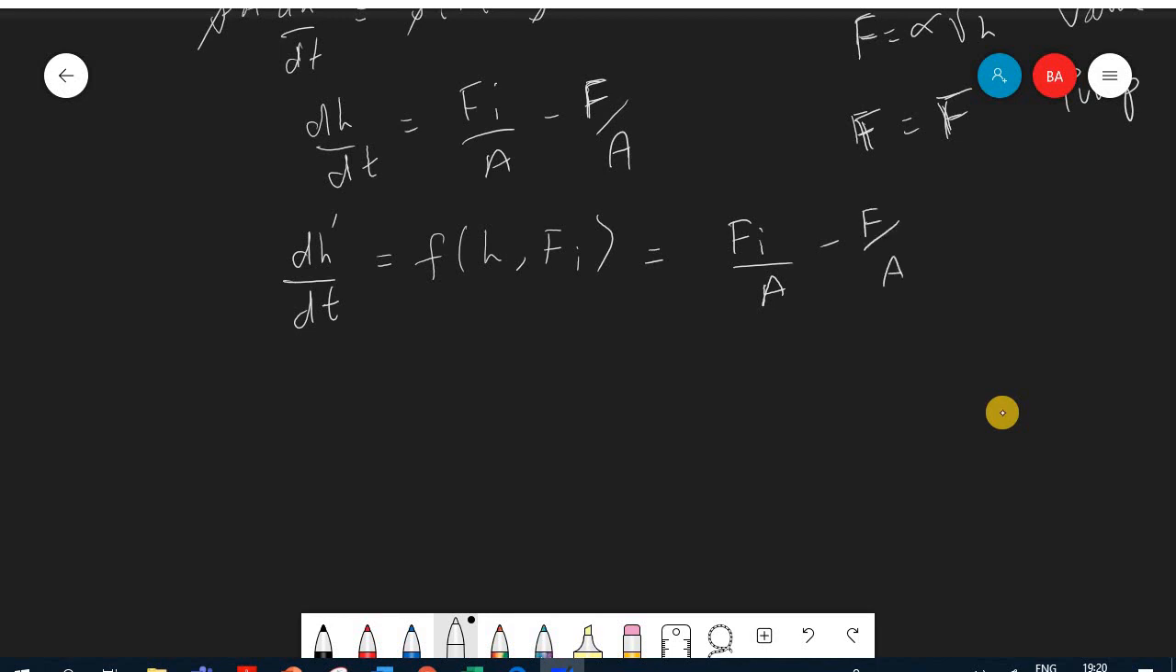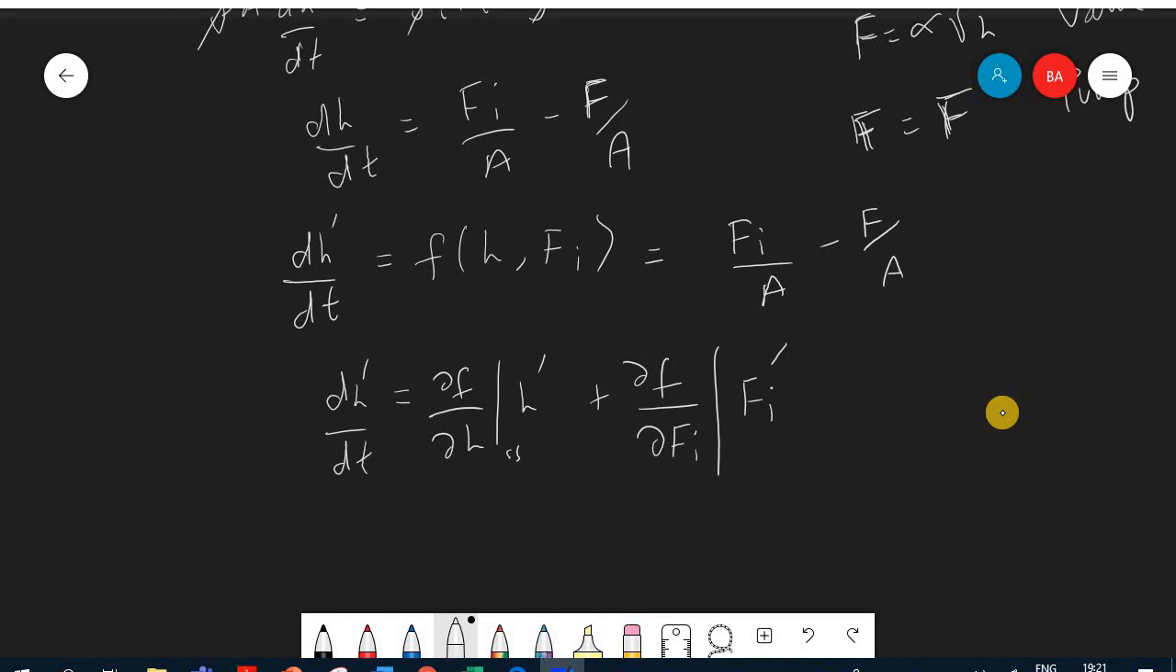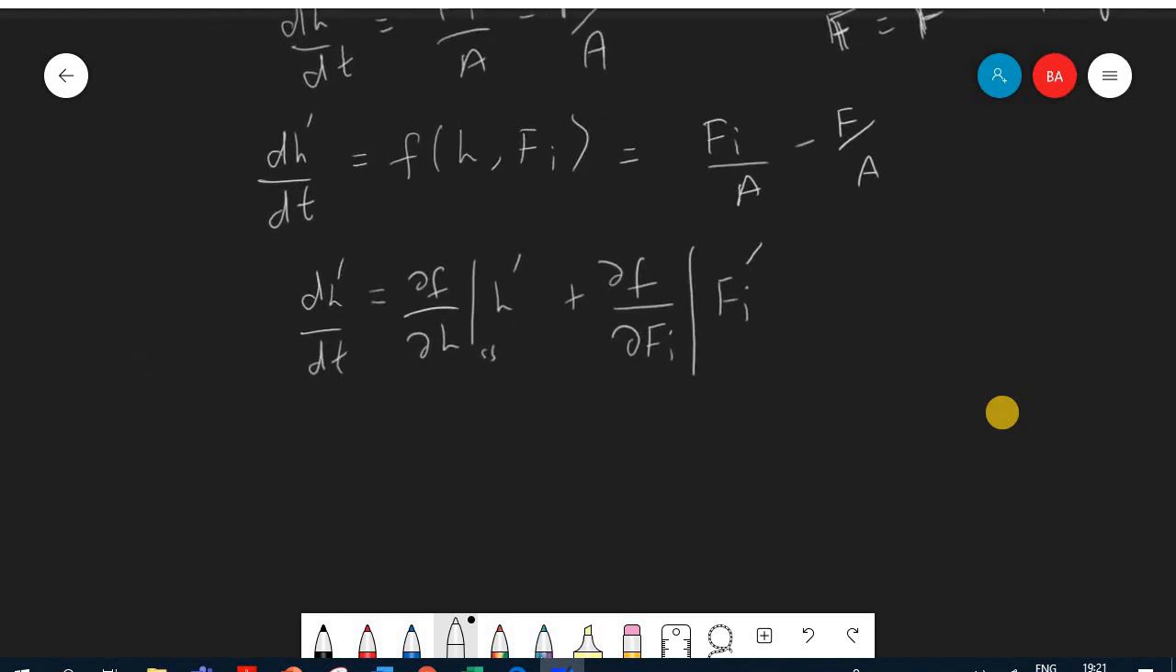So let's start our process. dh'/dt equals the partial derivative with respect to h times h' plus the partial derivative with respect to F_in times F_in'. And by doing this, what do we have here? df/dh. This is my function here. So what I'm trying to do is df/dh. Oh my god, there's no h here. F is not a function of h.